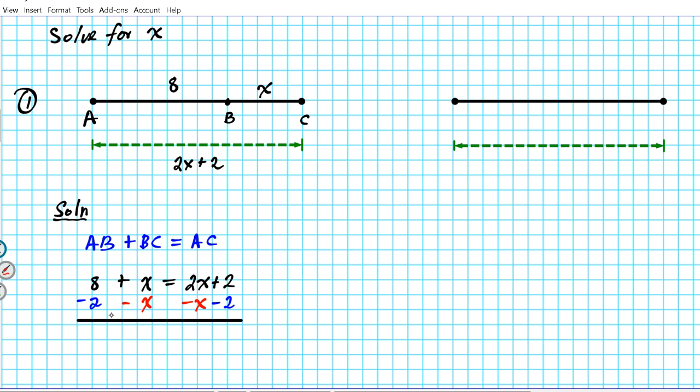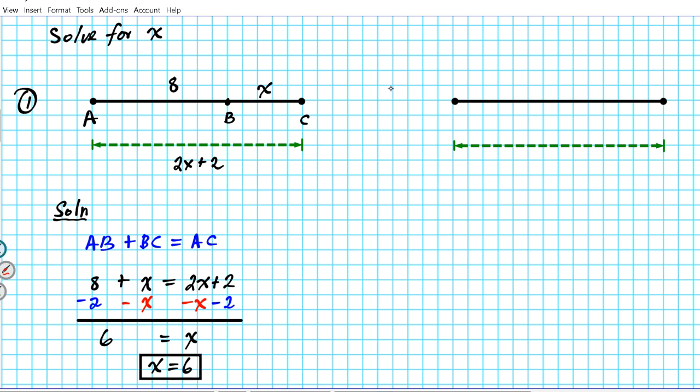Alright, let's simplify. 8 minus 2 gives us 6. And then 2x minus x, you notice that this x doesn't have a coefficient. Well, it does. It's an understood coefficient of 1. So 2 minus 1 gives you 1, so you're going to have x right here. We can clearly see that x is equal to 6, and that's the answer to question number 1.